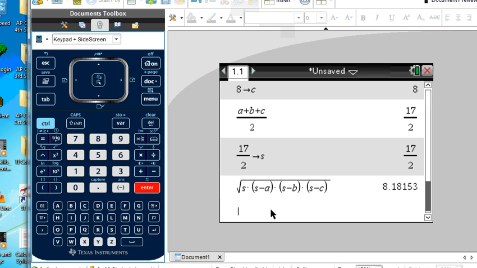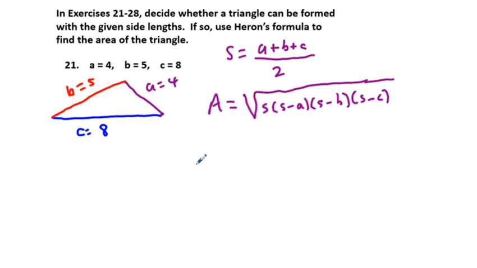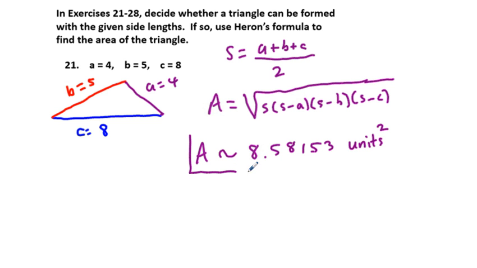So we have an area of 8.18153, and it doesn't give units here, it doesn't give feet or anything like that, so we'll say square units, whatever they are. So that's going to be our answer for 21.